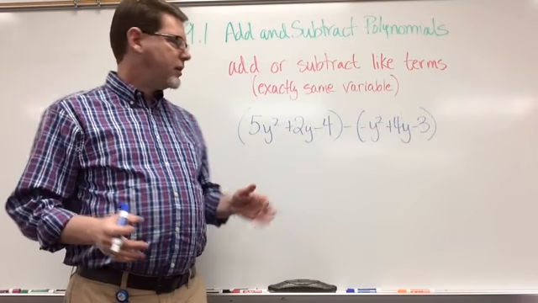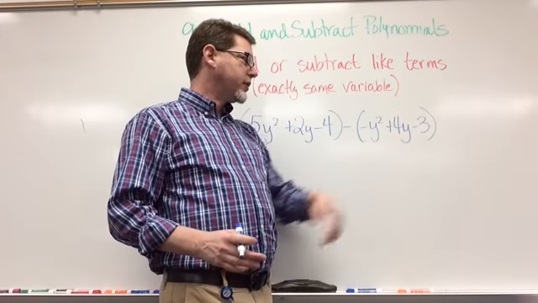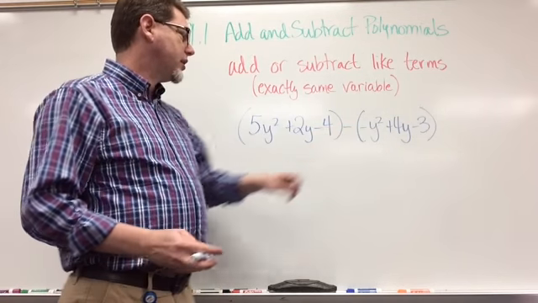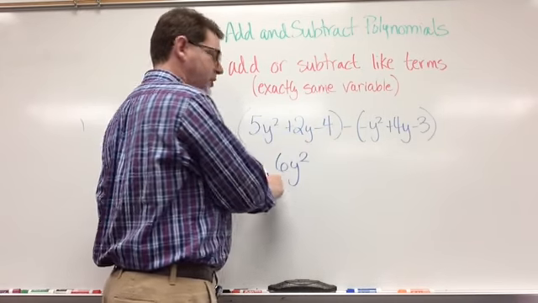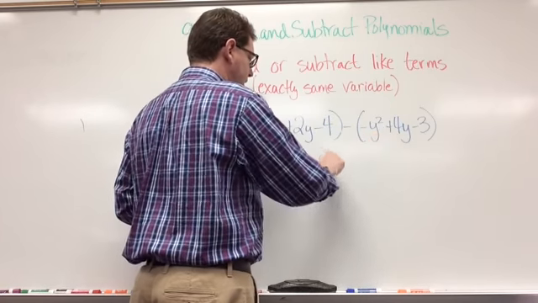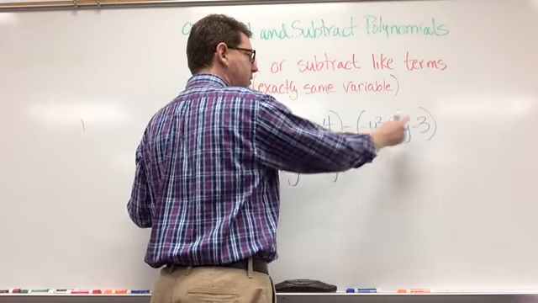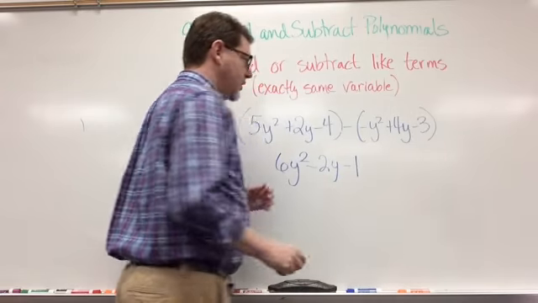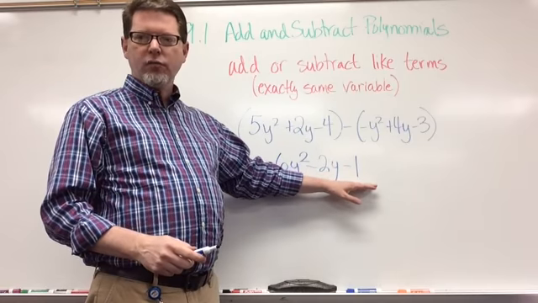And the last example for today is 5y squared plus 2y minus 4 minus negative y squared plus 4y minus 3. So I'm going to start with 5y squared. 5y squared minus negative y squared would be 6y squared, because 5 minus negative 1 is positive 6. 2y minus 4y is negative 2y. And then negative 4 minus negative 3 is the same thing as negative 4 plus 3, which is negative 1. So my solution is 6y squared minus 2y minus 1.